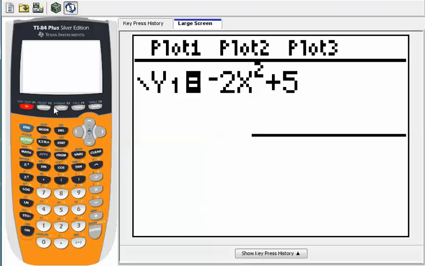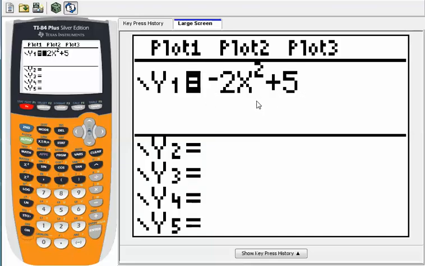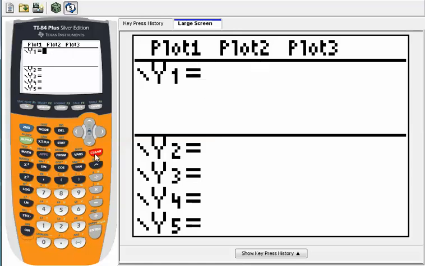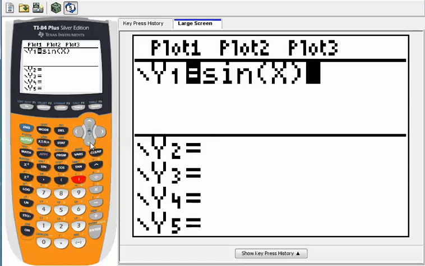Now that we've got that all set, go into the y equals editor, and as you can see, I've got something in here already from a previous exercise. I'm going to clear this out, and I'm going to begin by putting in a trig function. Here you see the three keys approximately in the middle of the keypad: sine, cosine, and tangent, the good old three. Sine x in parentheses.